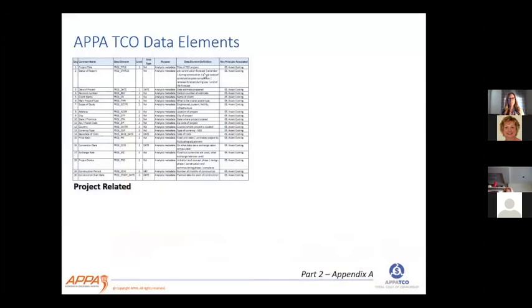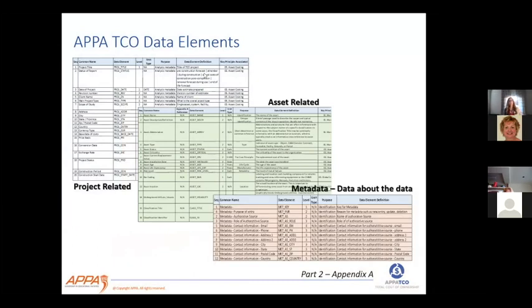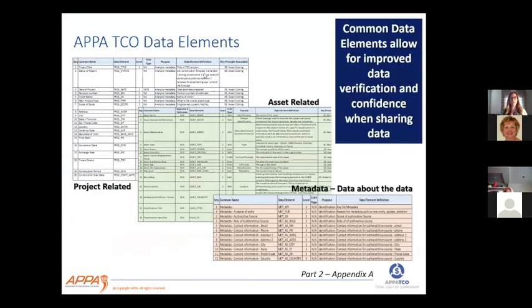So there's project related data, there's asset related data, and then there's metadata, which is data about the data. And when we have common data elements within each of those, it allows for improved data verification and confidence later when we're sharing that data.